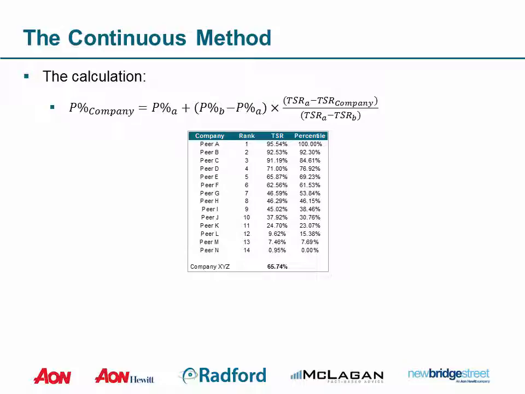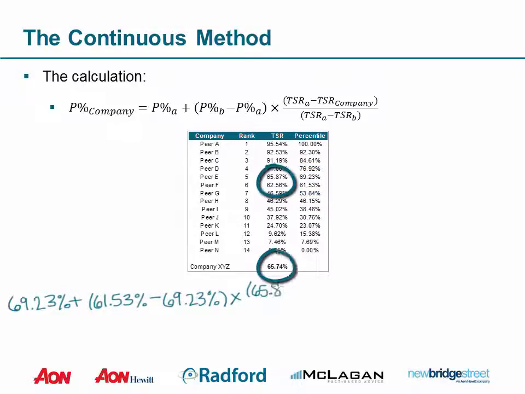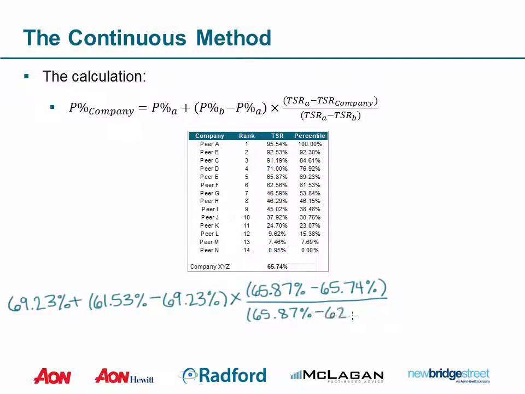Continuing with the formula, the percentile rank is calculated as follows. The percentile rank of peer E plus the difference between the percentile rank of peer F and peer E, multiplied by the difference between the TSRs of peer E and the company's TSR, divided by the difference between the TSRs of peer F and peer E, resulting in a percentile rank of 68.93% for the company.